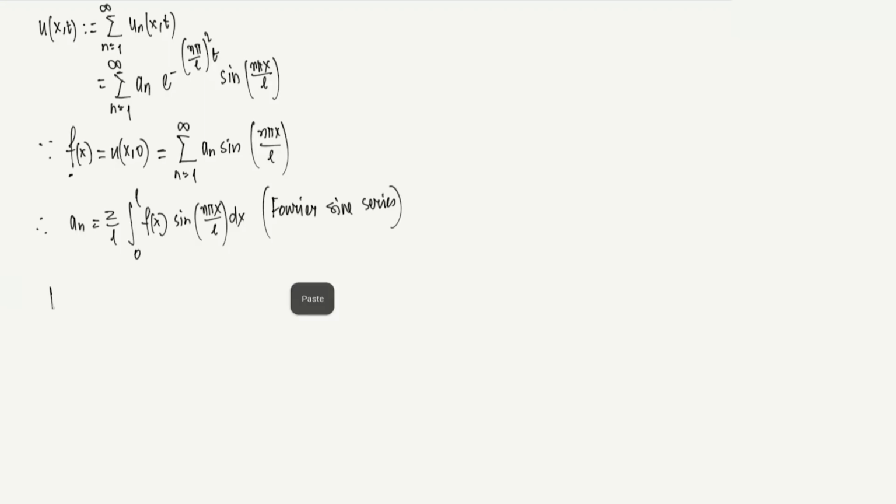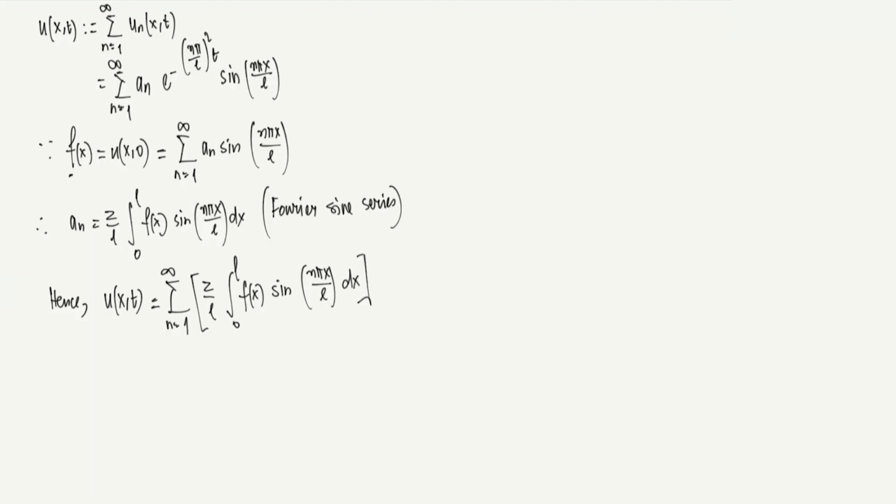Okay, so the original solution, the solution which you are actually interested in, u of x,t, will look like this: the summation n equals 1 to infinity, and then you have this a_n, which is 2 by L, integral from 0 to L of f of x sine of n pi x by L dx, and then the exponential of minus (n pi by L) squared times k times t, and then sine of n pi x by L. Yes, so this is the formal solution of the heat conduction problem. Is it okay?